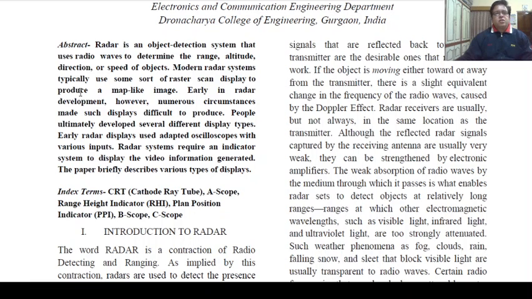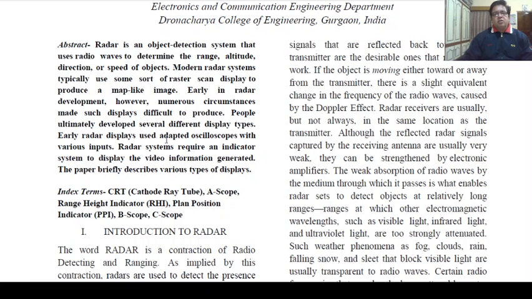Modern radar systems typically use some sort of raster scan display to produce a map-like image. Early in radar development, however, numerous circumstances made such displays difficult to produce. Because displays are the most important part of a radar system, by observing displays you can get information about the object. People ultimately developed several different display types.